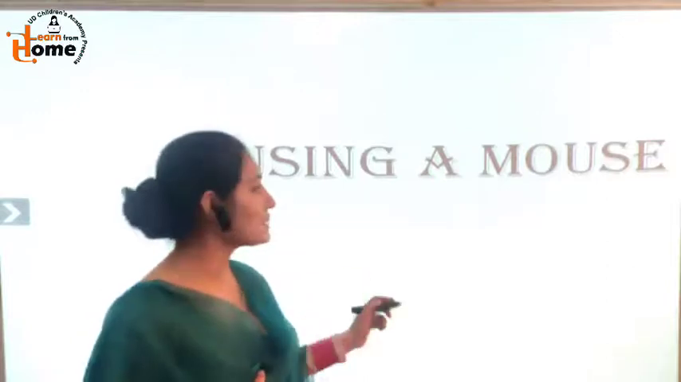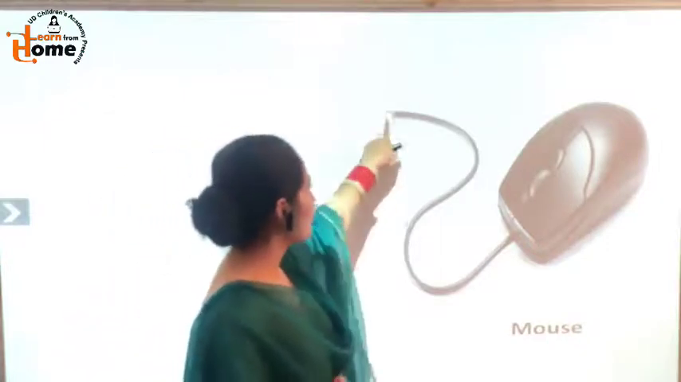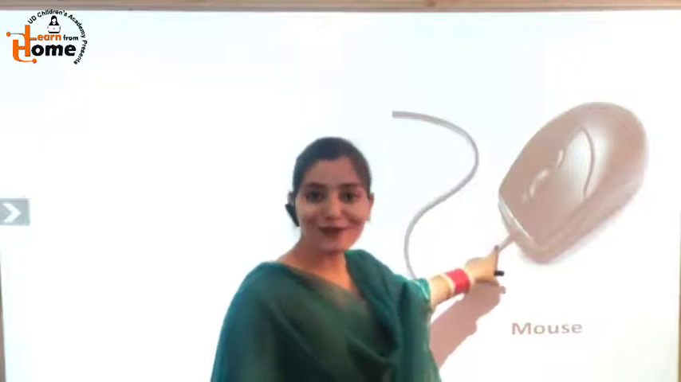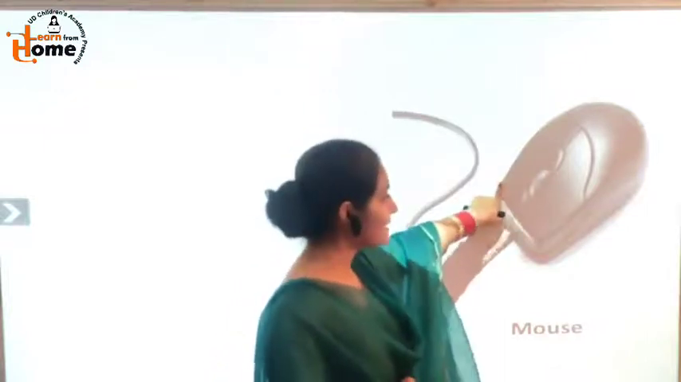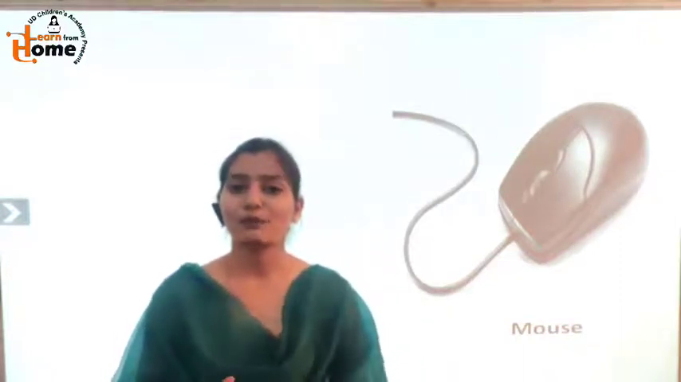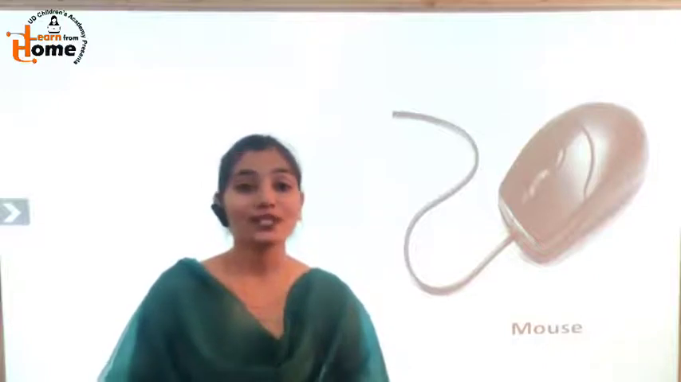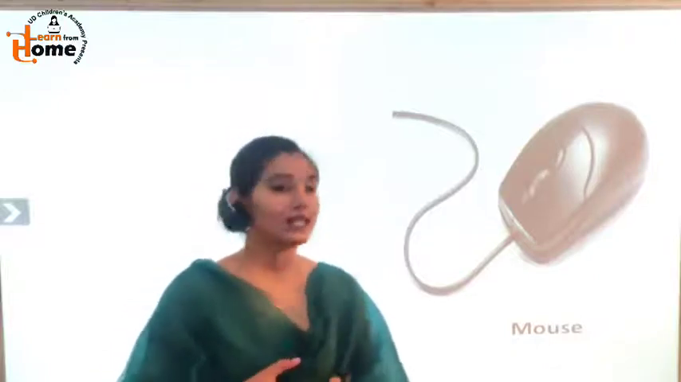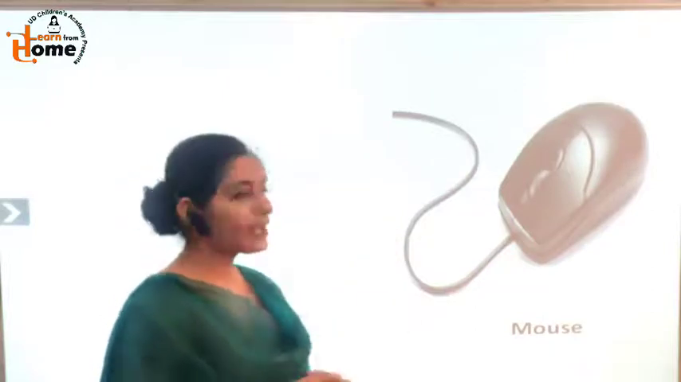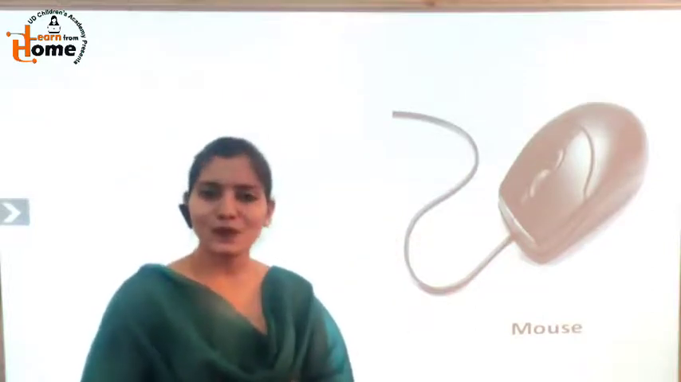You all have seen a mouse? This is a mouse, right? Very good. And what is this? This is the tail of a mouse. And it has buttons on it. It has a scroller, right? Today we will learn about all the parts of a mouse, how you will hold a mouse, how you will use it, okay? And one thing, have you noticed that this computer mouse looks similar to the real mouse?